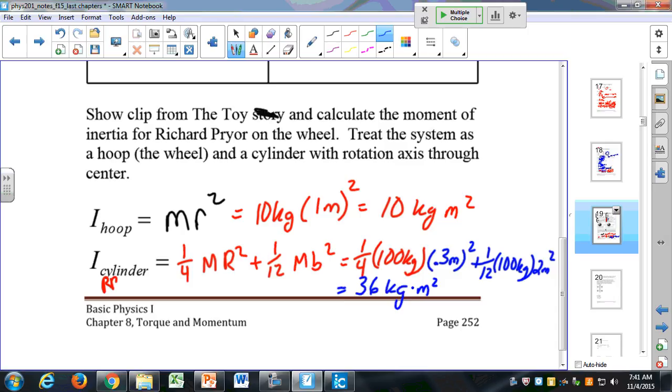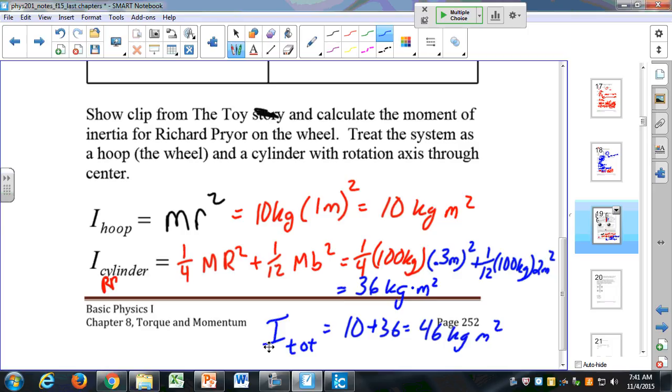Right, and if I add those together, his total moment of inertia is equal to 10 plus 36 equals 46. But the point here is that if I want to find the moment of inertia of a system that has two separate components, then I'll just add up those moments of inertia. Calculate them separately for each part and add up their moments of inertia.